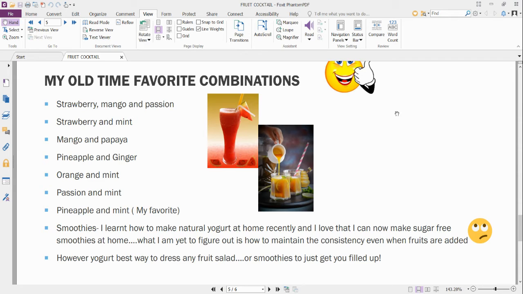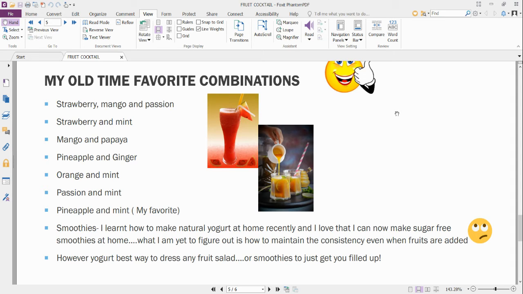Some people prefer just using mango on its own and papaya on its own, but I use the two, partly because sometimes the mango is too sweet. The papaya has its own way of making sure that the system is working well in terms of digestion. So very good combinations there.